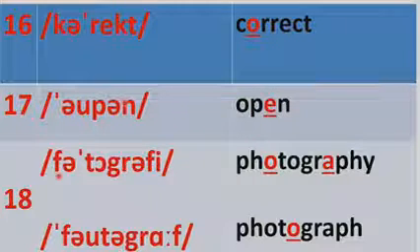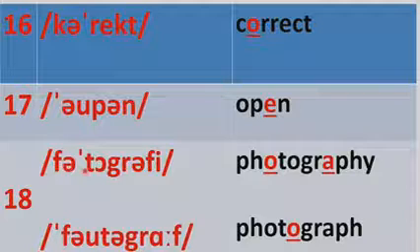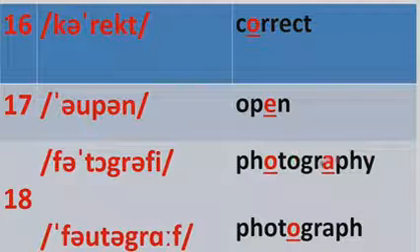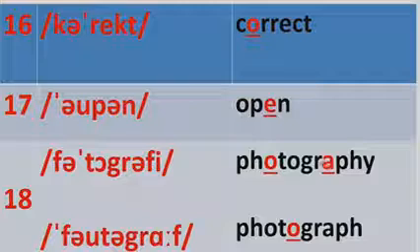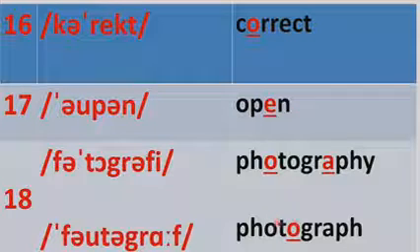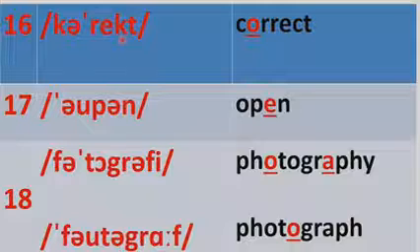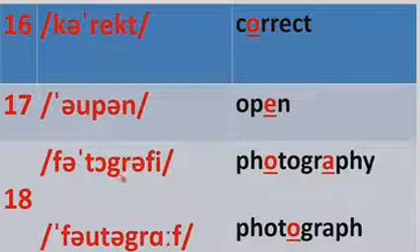Now, number 18 has two words. This is photography. The schwa is found in A and O. Going to the next one, what you see is photograph. This is what gives you the schwa. Photograph. Can we call the words correct, open, photography, photograph? Great.